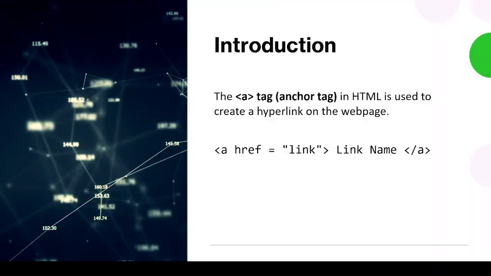Introduction. The A tag is used as an anchor tag. The full form of A is anchor. In HTML, it is used to create a hyperlink on the web page. The links you always see on Android or on a laptop with a blue color, you click on the blue color text and it opens another web page. This is called a hyperlink. Or maybe you are visiting another app like YouTube and Facebook, etc.